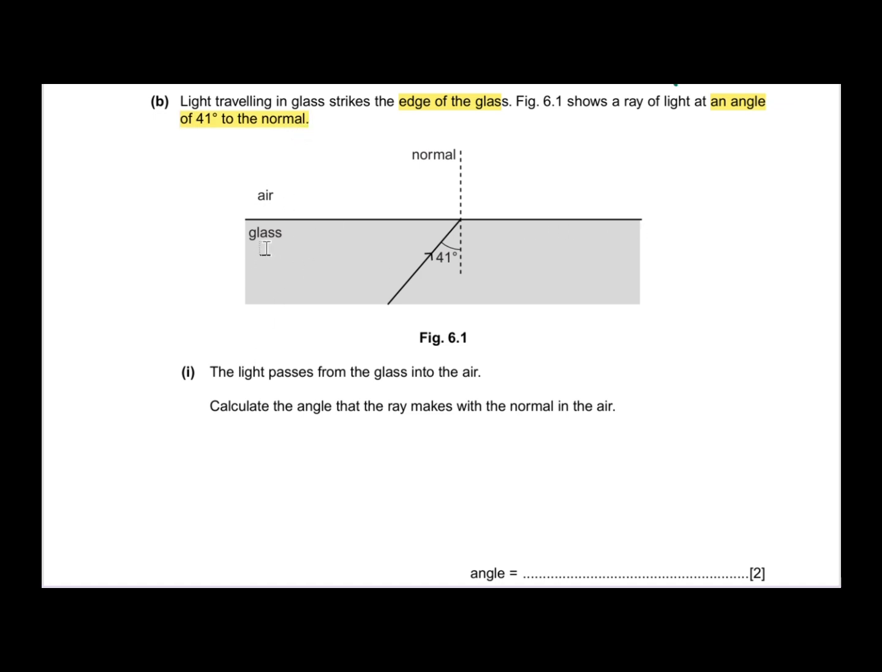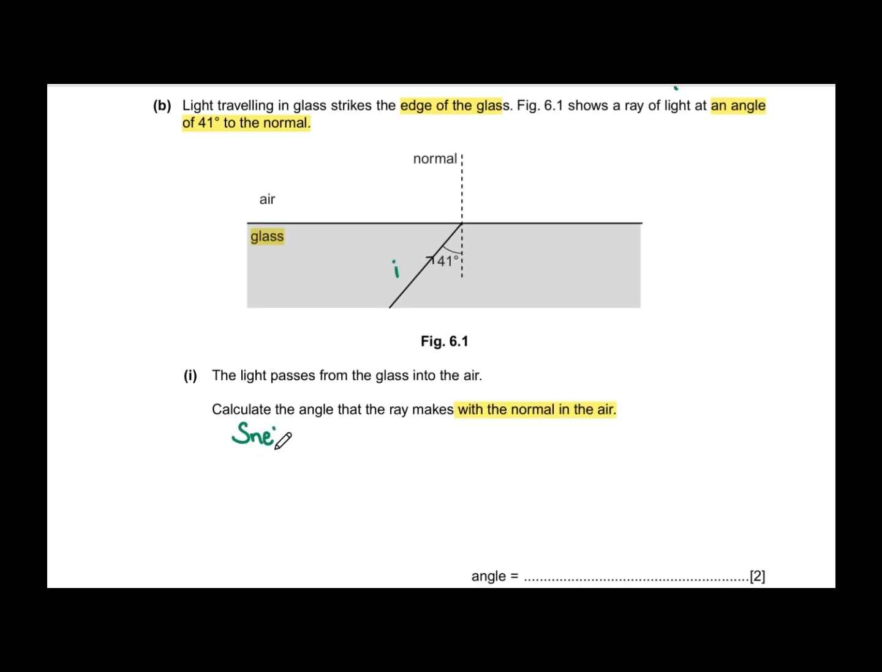So this is glass and this is air. There is a ray coming which is hitting the glass and making 41 degree with the normal. The light passes from the glass into the air. Calculate the angle that the ray makes with the normal in the air. For this, we can use Snell's law. Refractive index of the first medium multiplied by sine of the incident angle is equal to the refractive index of the second medium multiplied by sine of the refracted angle. Glass is the first medium and air is the second medium.